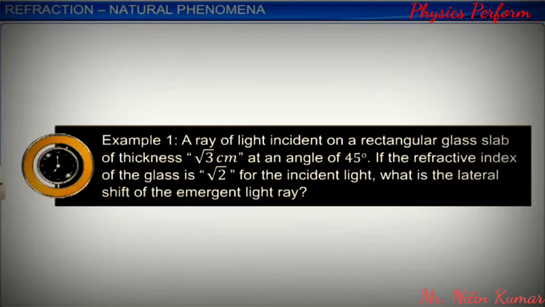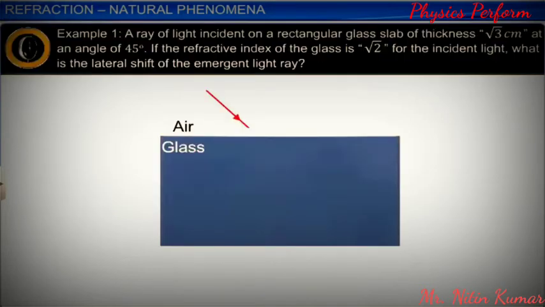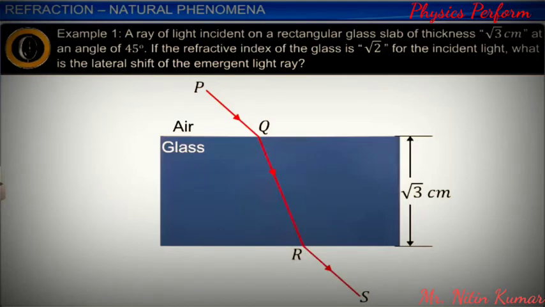Let PQ be a ray of light incident on a glass slab of thickness √3 units. RS represents the emergent ray. QM is the normal to the surface at Q, and PQT represents the path of the incident ray if there were no glass slab. RT represents the lateral shift of the light ray.